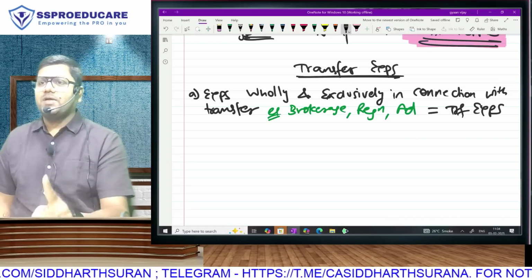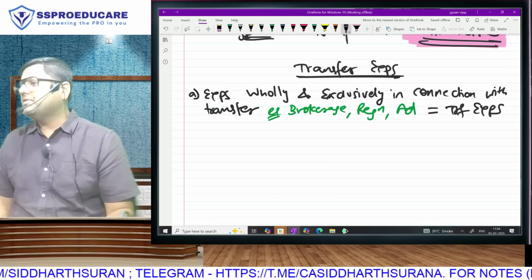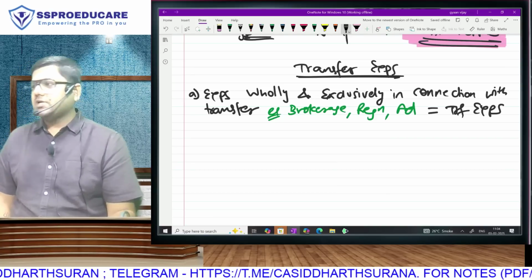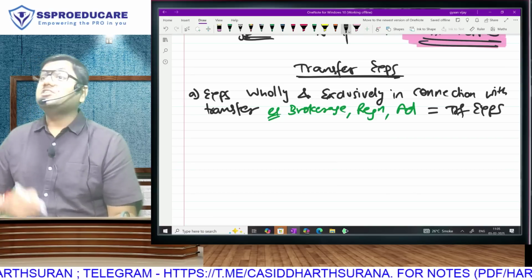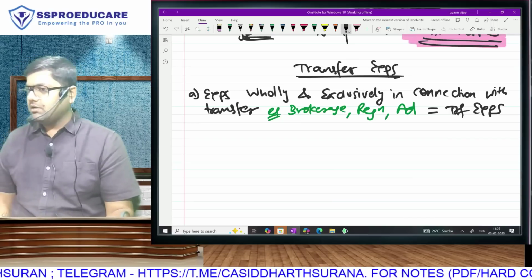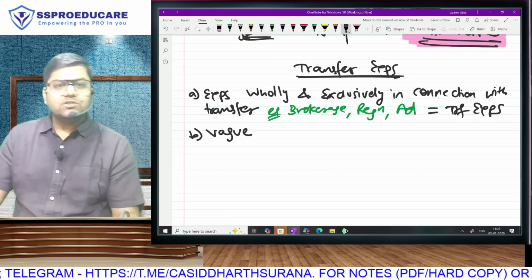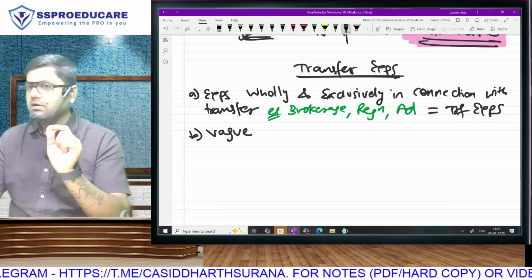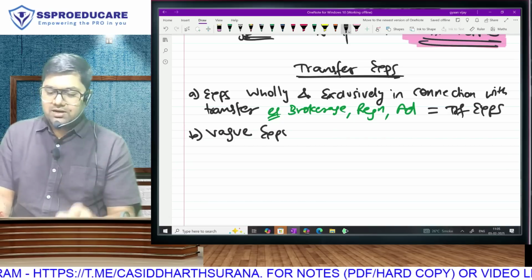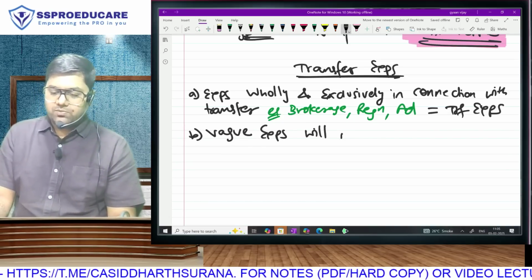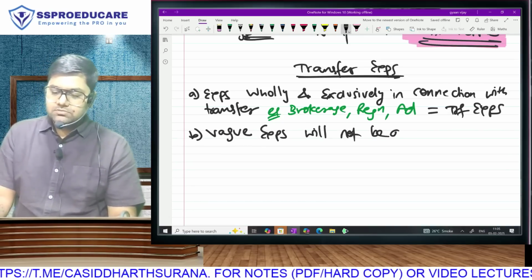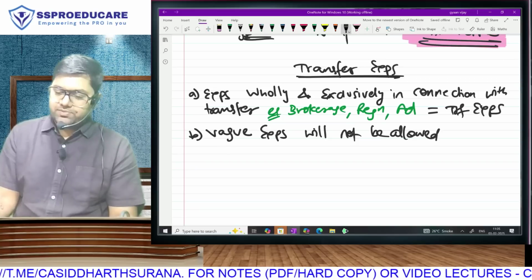Basic principle of income tax: expense incurred for earning income will be allowed as a deduction. So transfer expense like brokerage, etc., which result in your sale will be allowed. However, vague expenses, vague, ambiguous, you heard the term in Contract Act. Vague, ambiguous, irrelevant expenses will not be allowed. Nonsense expenses will not be allowed.